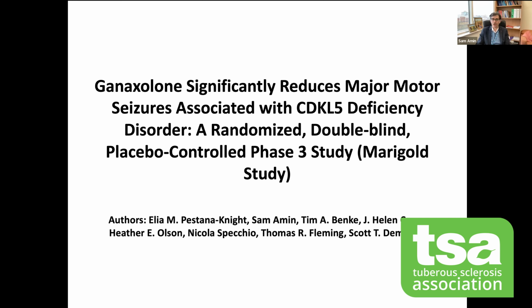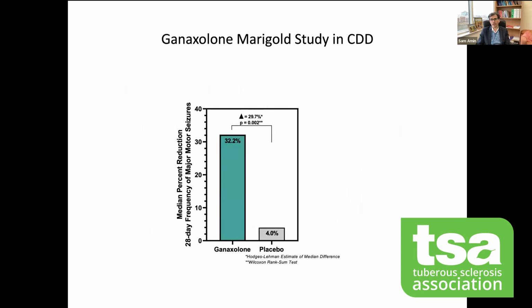We used this drug in a different condition called CDKL5 deficiency disorder, which causes very severe epilepsy and learning disabilities. This was a randomized, double-blind international study. So we looked at the effect of this drug on epilepsy. As you can see, the study showed that this drug was effective. Those people who were taking Ganaxolone had nearly 30% seizure reduction compared with placebo, which was 4%. So you can see the difference is quite significant.